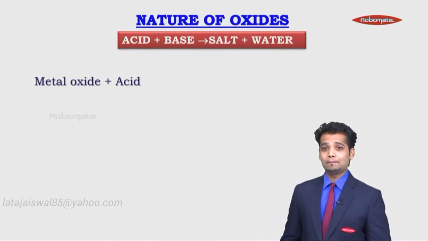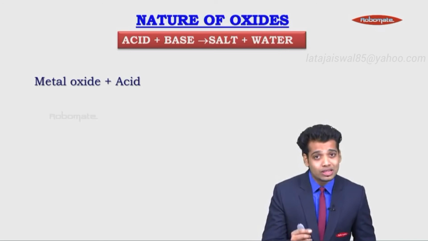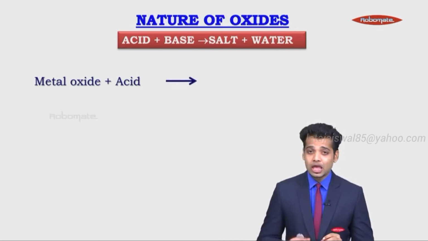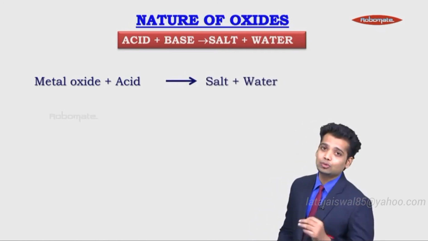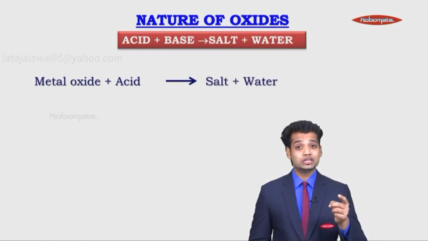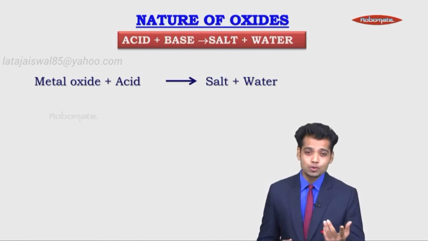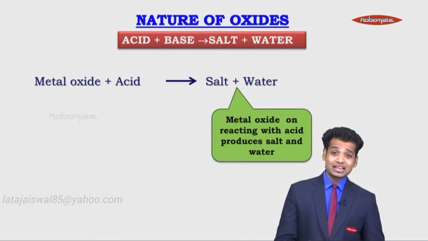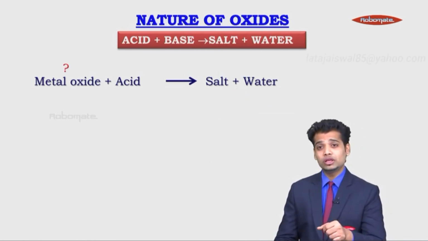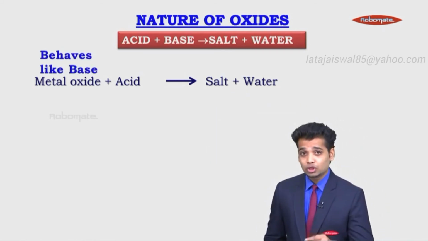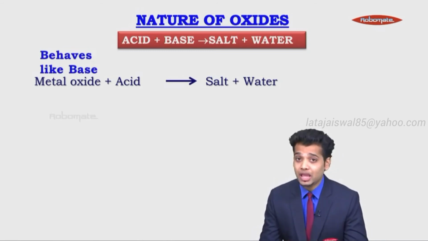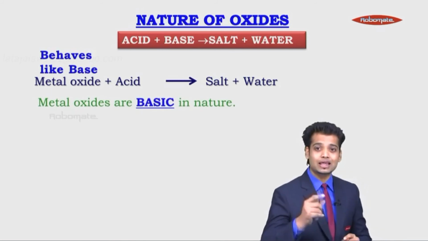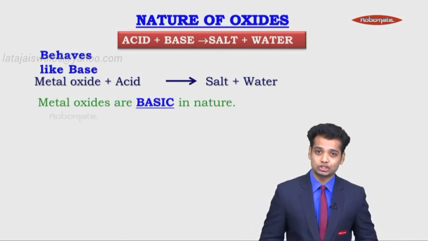Let's see what happens when you react a metal oxide with an acid. When you react a metal oxide with an acid, they form salt and water. They form salt, which is a metal and a non-metal, and water. So you have salt, you have water, you have acid. What do you think metal oxide is? It is not a base, but it sure does behave like a base. So when it behaves like a base, I can confidently say that metal oxides are basic in nature.